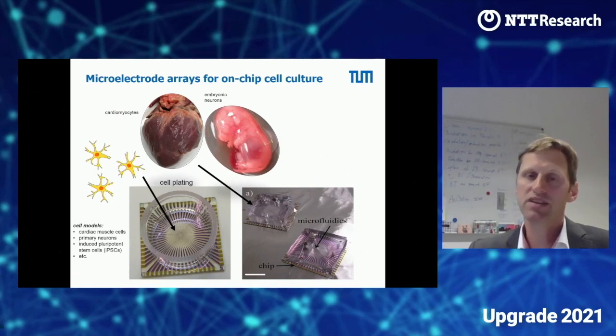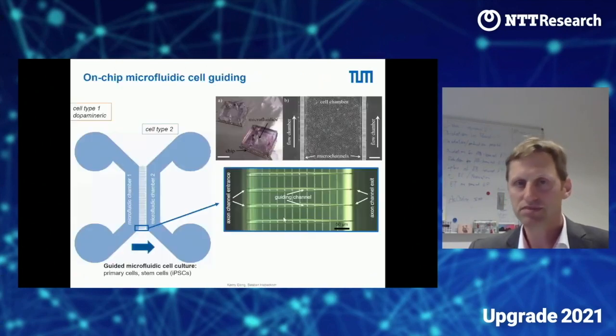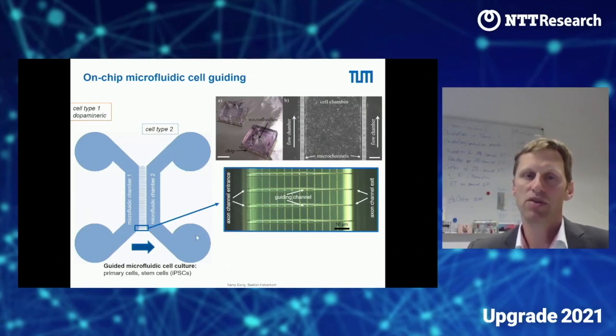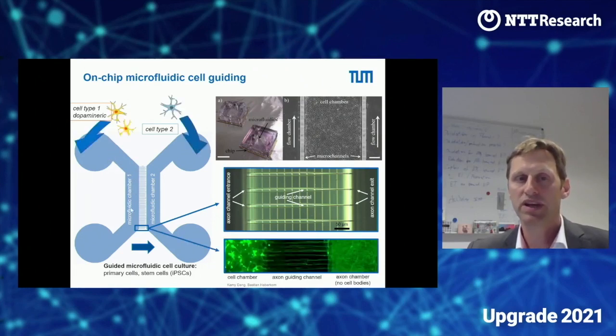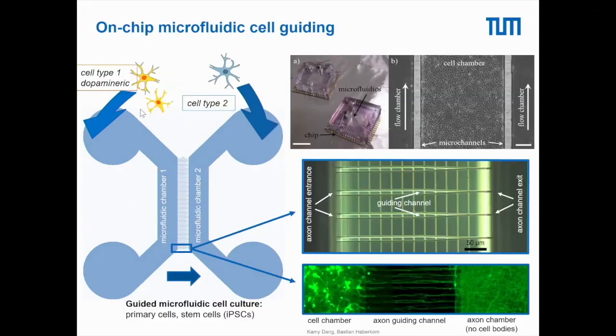You can build microfluidics and couple it to the microelectrode arrays. And here's just an example of how this works. This is a particular microfluidic system where we can culture one cell type, for example, in a left microfluidic chamber. And this would be here on the left-hand side. And on the other side, we could culture, for example, another type of cells. It would be, for example, interesting if we want to recreate certain pathways as they exist also in the brain, for example, from the midbrain to the striatum, where you have dopaminergic neurons, which project their axons to the other side.